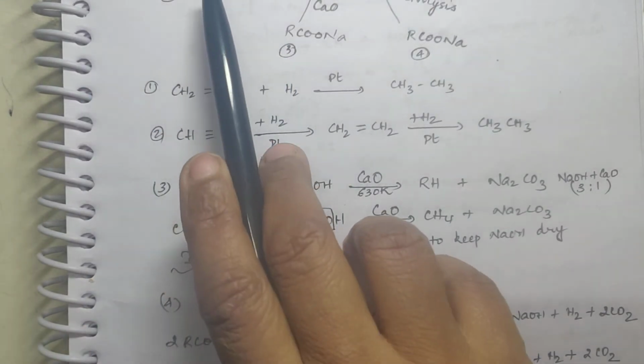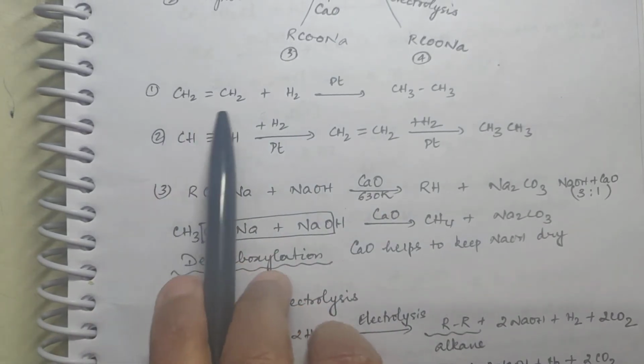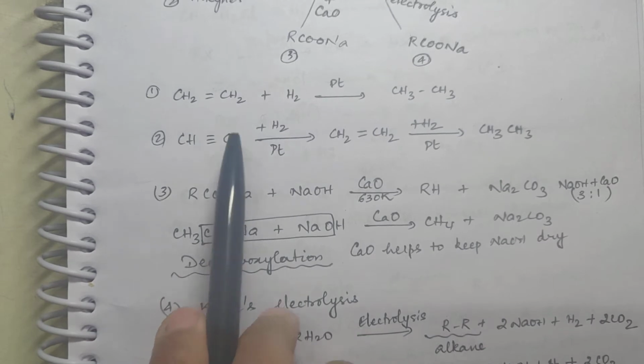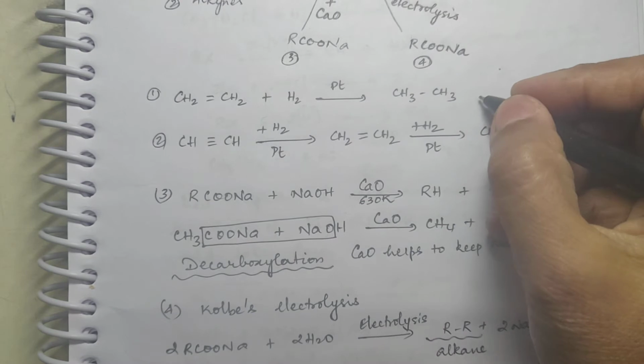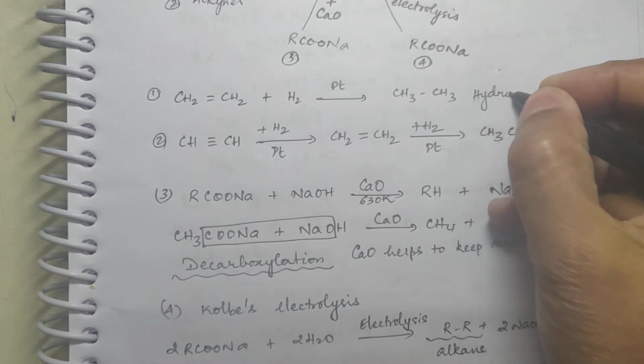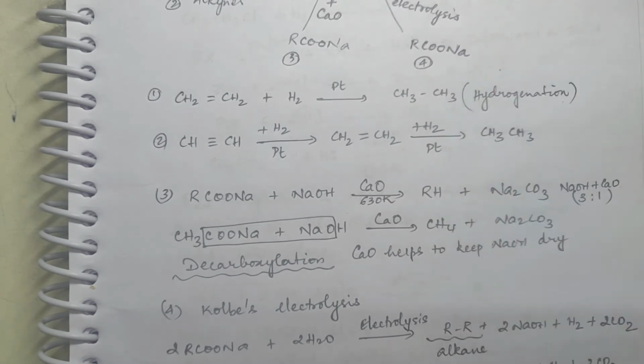I told you from unsaturated hydrocarbons you can prepare. Now these two are unsaturated hydrocarbons. This is ethene, this is ethyne. This on hydrogenation. What is this called? This is called hydrogenation because hydrogen is added. That is called hydrogenation. You have studied in 10th class also.